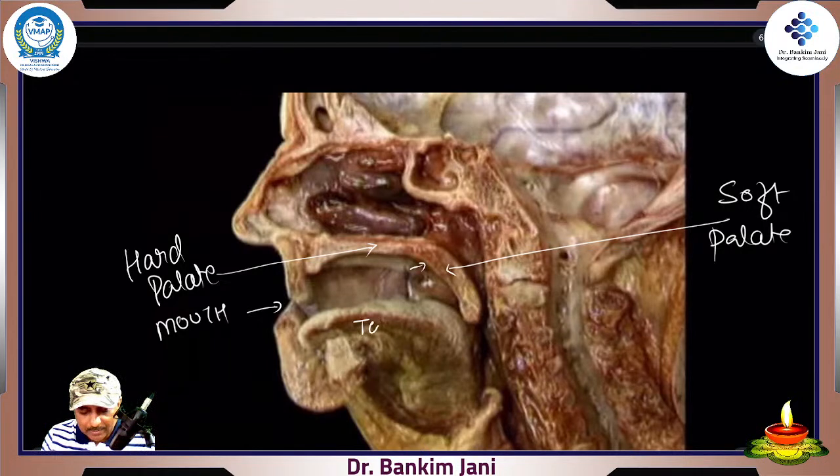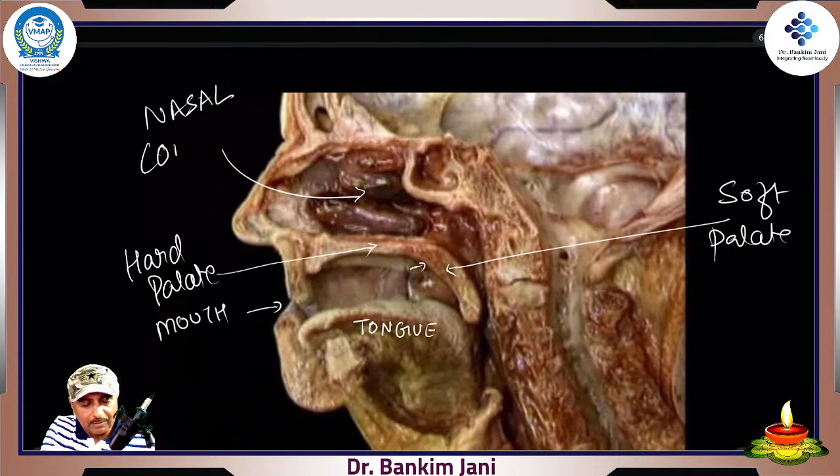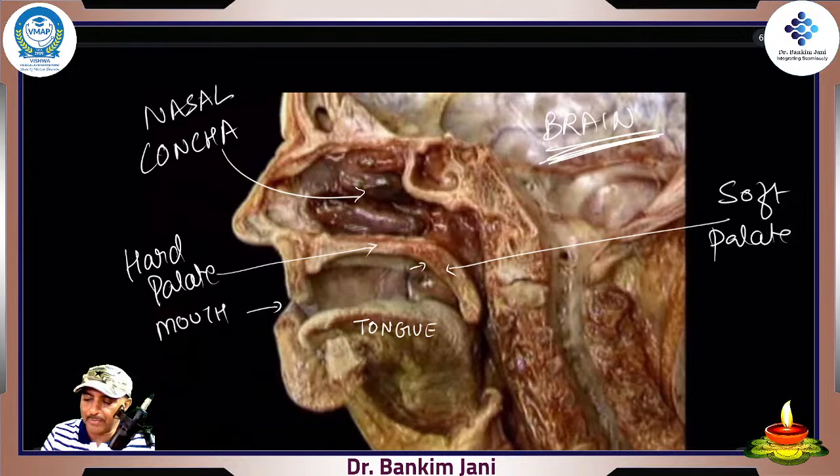This one is the tongue. See, so muscular. There are so many muscles in the tongue, that's why it moves so much. And these are called the nasal concha: superior, intermediate, inferior, and then there are so many structures. And this is the area where the brain would be.